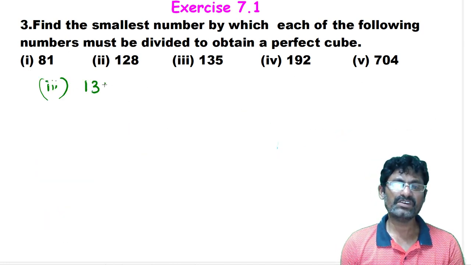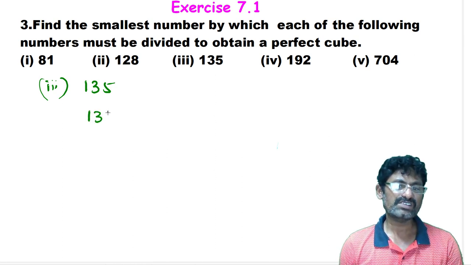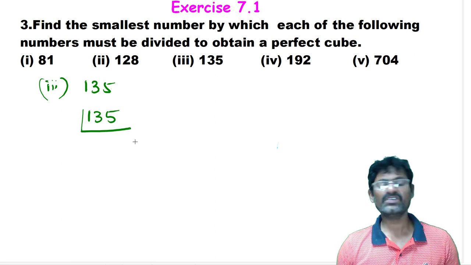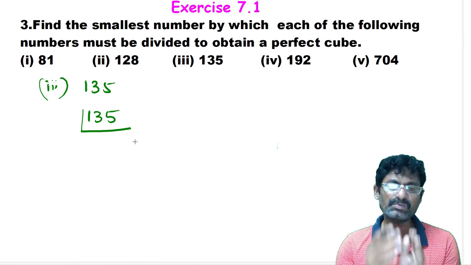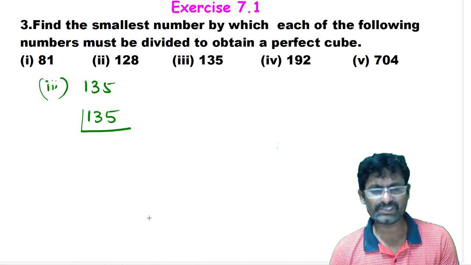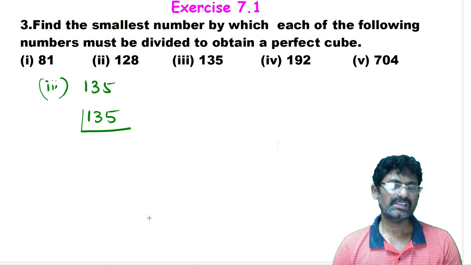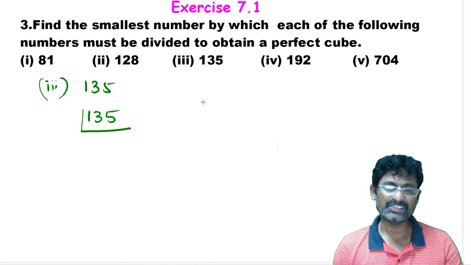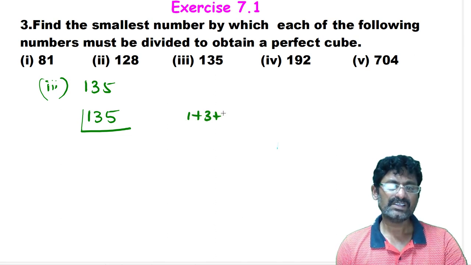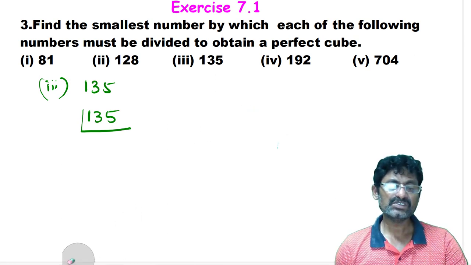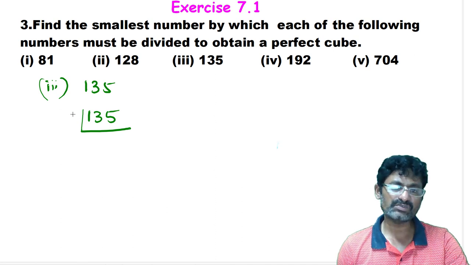Now let's move on to the third one. Third problem is 135. So now let us resolve this into prime factors. First start with 2. This is not divisible by 2. Why? Because we have 5 in the units digit. So let us start with 3. Before starting with 3, let us check whether 135 is divisible by 3 or not. How to check? Add the digits. 1 plus 3 plus 5, that is 1 plus 3 is 4, 4 plus 5 is 9. So 9 is divisible by 3, so 135 is also divisible by 3.